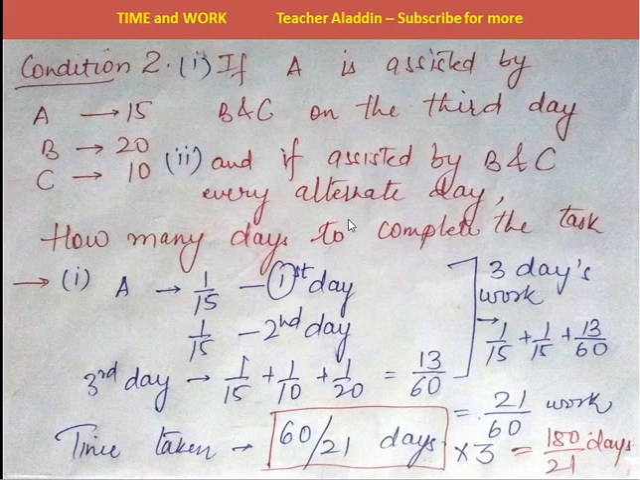So 3 days work would be 1 day work where A works, second day where A works, and third day where A, B and C together they work. So 1 by 15 plus 1 by 15 plus 13 by 60, which is equal to 21 by 60. Now again remember, it will not be 60 by 21, it will be 60 by 21 into 3, because it is not 1 day work, it is 3 days work. So you multiply by 3 in this case. Remember, whenever you find 1 day work, you just reverse the fraction. In this case we will reverse and we will multiply it by 3 because it's a 3 days work.